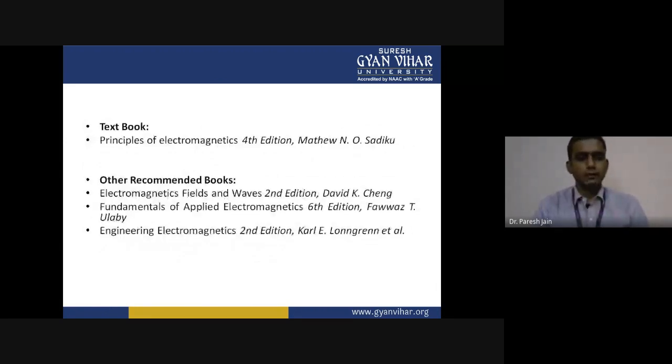The books are Principles of Electromagnetics, fourth edition, by Matthew Sadiku, and other recommended books are Electromagnetic Fields and Waves, second edition, by David K. Cheng, Fundamentals of Applied Electromagnetics, sixth edition, and Engineering Electromagnetics, second edition. These are the reference books and textbooks through which the student will easily understand the concept of electromagnetic field theory, the basics of coordinate systems, as well as the cylindrical coordinate system.